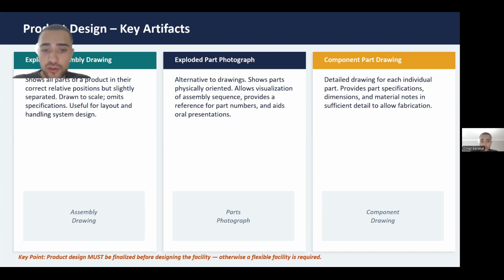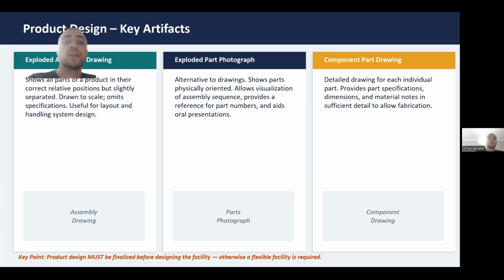An alternative to the drawing, physical parts arranged and photographed in the correct assembly orientation. Photographs are especially useful in oral presentations and for training production staff. And the third is the component part drawing. This is the detailed engineering drawing for each individual part. It provides part specifications, dimensions, tolerances, and material notes in sufficient detail to allow fabrication.